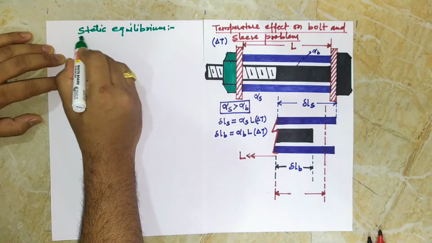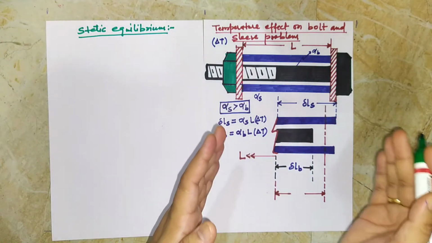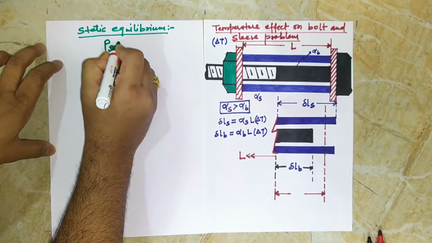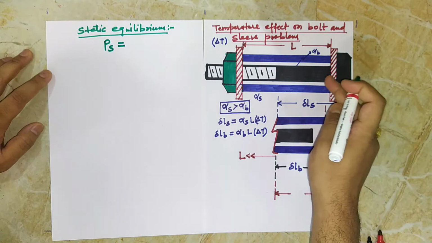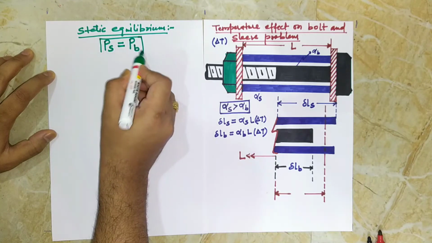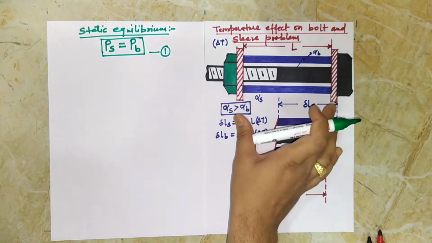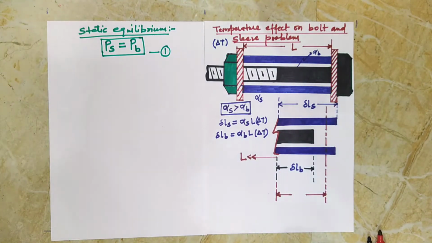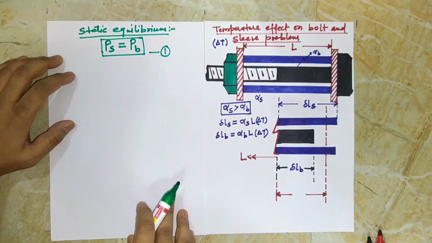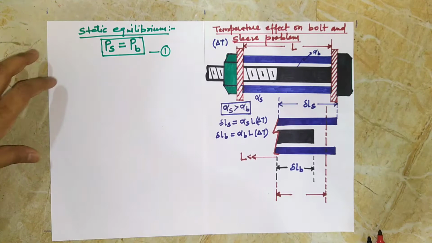With the help of the static equilibrium condition, we can see that at this support, the compressive load applied on the sleeve by this stopper, that is PS, will be equal to the tensile load applied on this bolt, that is PB. So this is our first equation for finding the loads or the stresses acting in this bolt and sleeve assembly: PS is equal to PB. But here we see that we have only one equation and two unknowns to be found out. So it is now a statically indeterminate problem, for which we'll start making the compatibility equation.